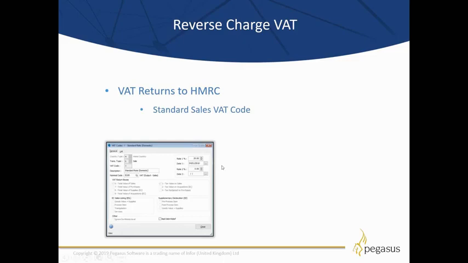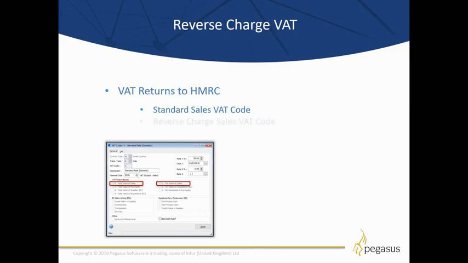Here we can say that the VAT rate is set to 20%, and if we look at the VAT return boxes, we can see that if we post a sales invoice, then it will post the net value of that invoice to box 6 on the VAT return, i.e. to the box for total value of sales and all other outputs, excluding any VAT. And it will post the VAT value of that invoice to box 1 on the VAT return, i.e. to the box for VAT due on sales and other outputs. So this is standard VAT postings for sales.